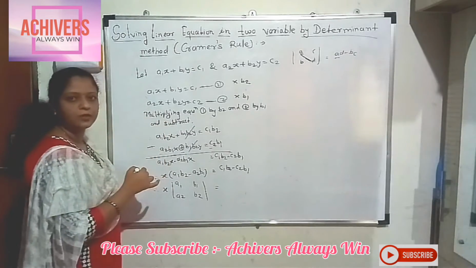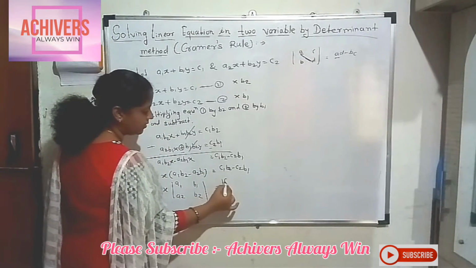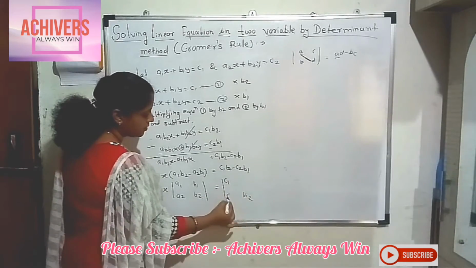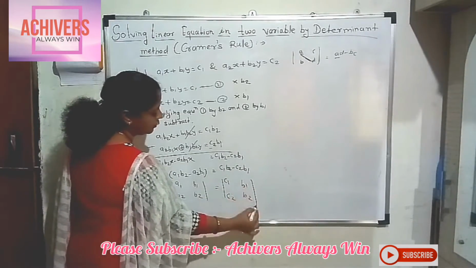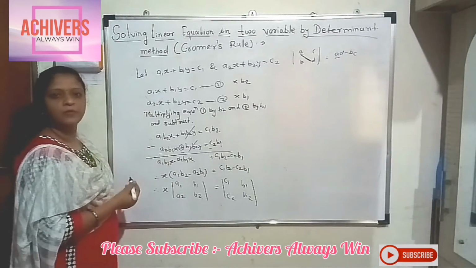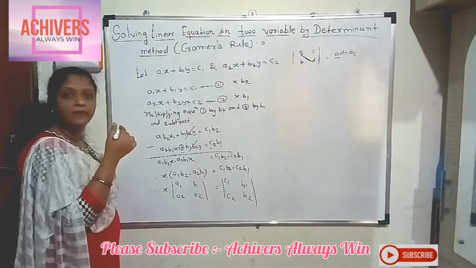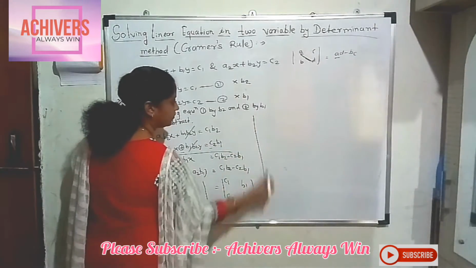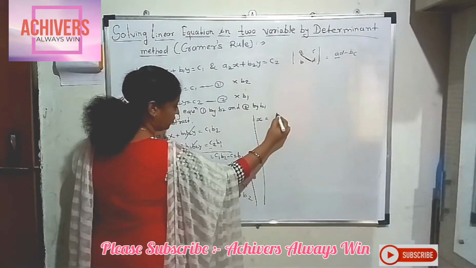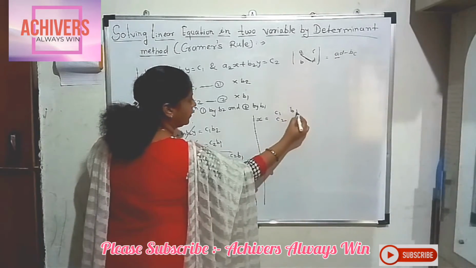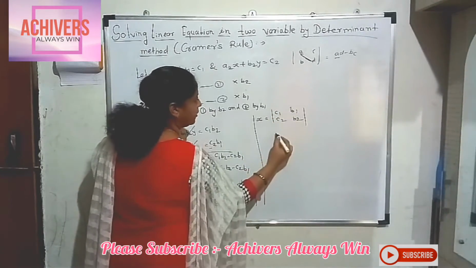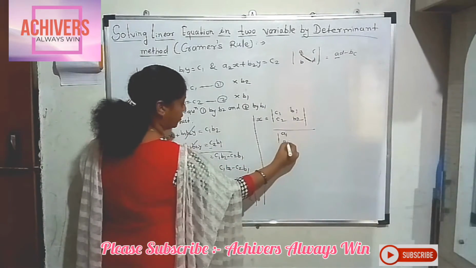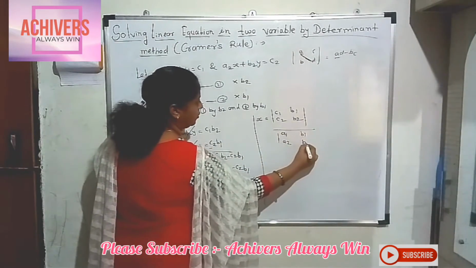Similarly, find this determinant form is equal to here C1 and here is B2. Multiplication of those two numbers. Same here C2 B1. Writing those terms in which form? Determinant form. Then calculate the value of x. Then x is equal to the determinant C1 C2 B1 B2 divided by the determinant A1 A2 B1 B2.